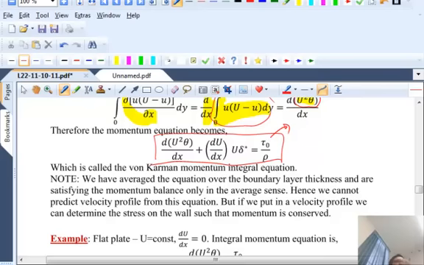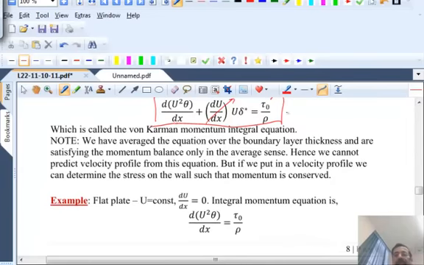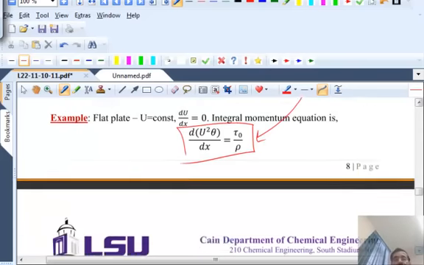Now, as an example and illustration, let's take a flat plate where U is constant, so this term drops out. dU/dx is 0. Then the integral momentum equation simplifies to this. So it's an ordinary differential equation that I need to solve to find the boundary layer thickness theta and the shear stress at the wall tau 0. How do I do that?